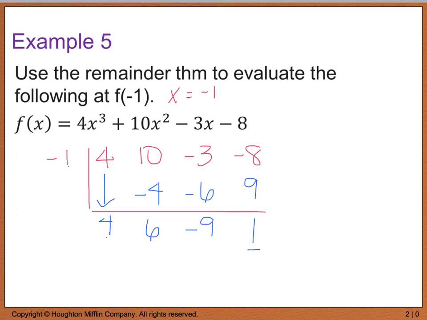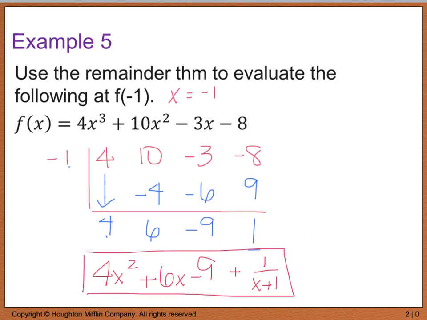This is my remainder. So if I go remainder, constant, x, x squared, I now have a solution that is 4x squared plus 6x minus 9 plus 1 divided by x plus 1. So your remainder then is this right here. Now, the key piece here was this 1.